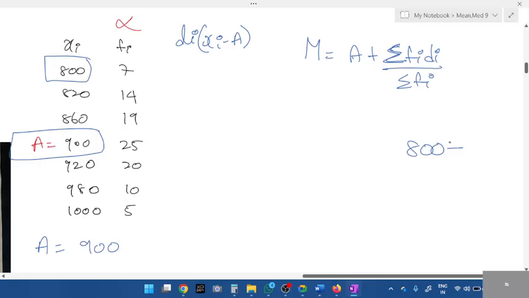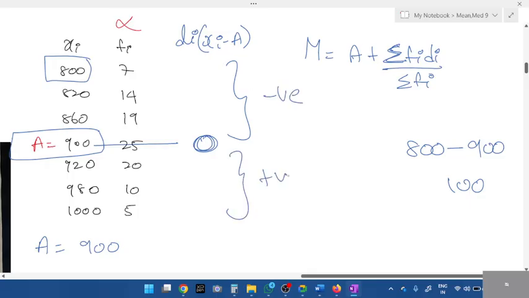Minus 900. What is 800 minus 900? 100. I'll give you an example. Wherever you have taken, that will be 0. Wherever you have taken a, what is the answer? 0. Above that, everything will be negative. Below that, positive. No, above that negative and below is positive.